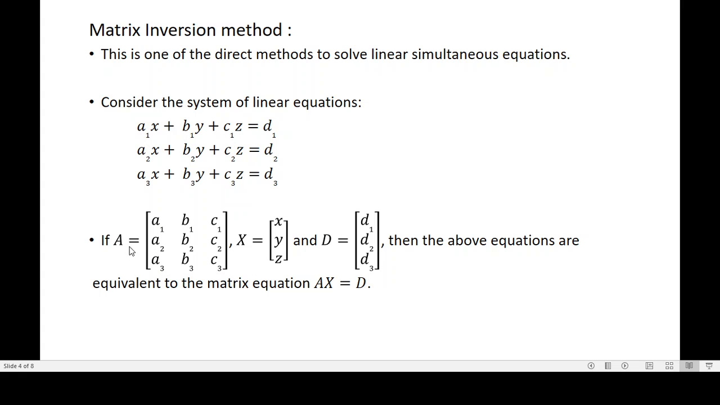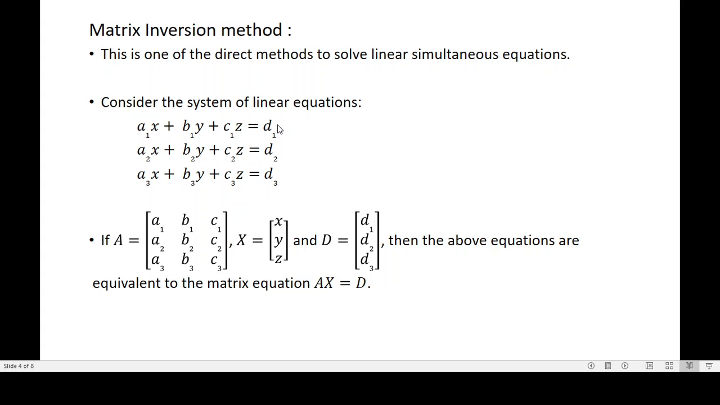Now write the coefficient matrix. Let us write the coefficient matrix, which is denoted by A equal to a1 b1 c1, a2 b2 c2, a3 b3 c3. And capital X is a column matrix X, Y, Z. And D is again a column matrix whose elements are d1, d2, d3. Therefore, this system of linear equations is equivalent to the matrix equation AX is equal to D.